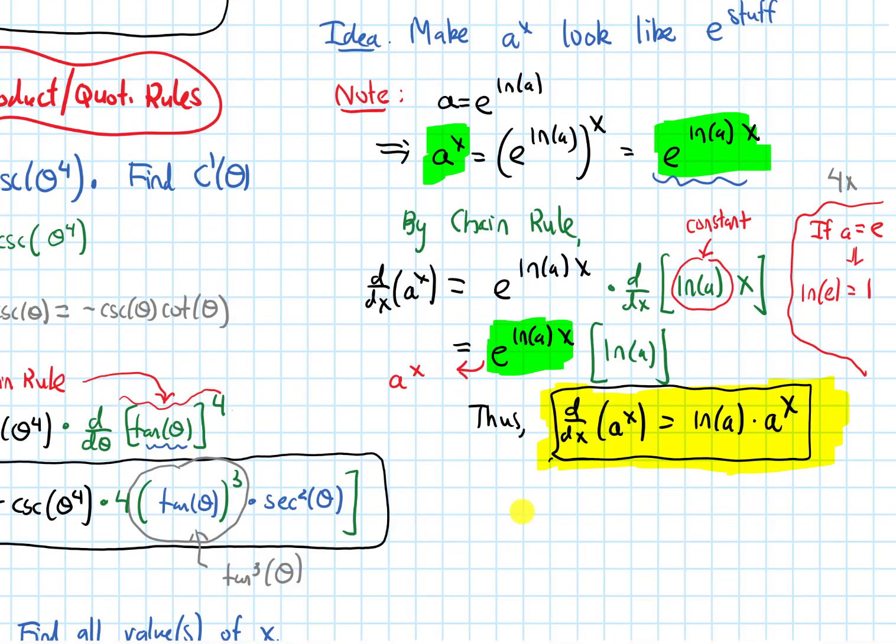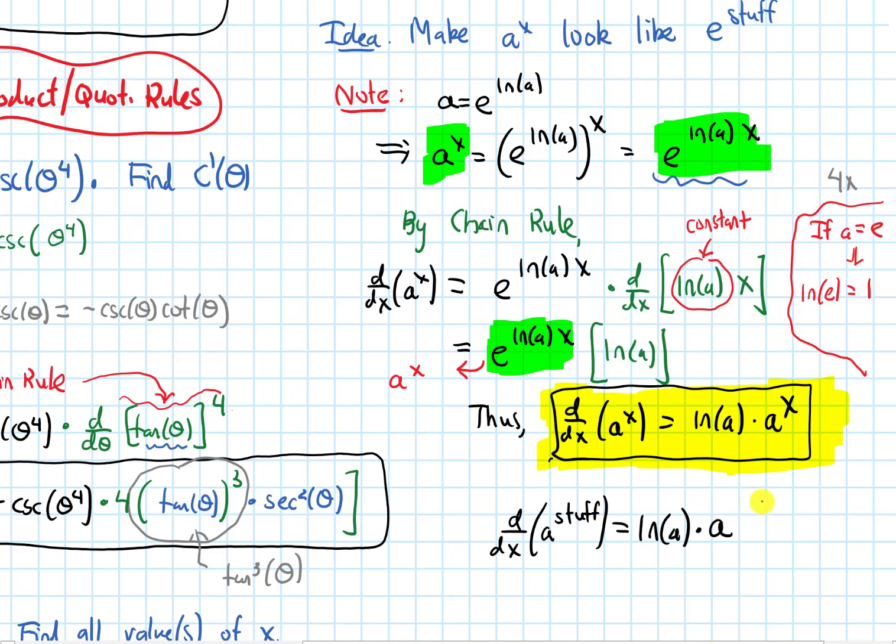All right, so we have this formula for this derivative. What would the derivative of a to the stuff be? What if I have a to the something more complicated? Well, I know this is going to involve a chain rule. And chain rule says, well, take the derivative of the outside function first. So that's a to the x. When I take the derivative of a to the x, I'm going to get ln of a times a to the x.